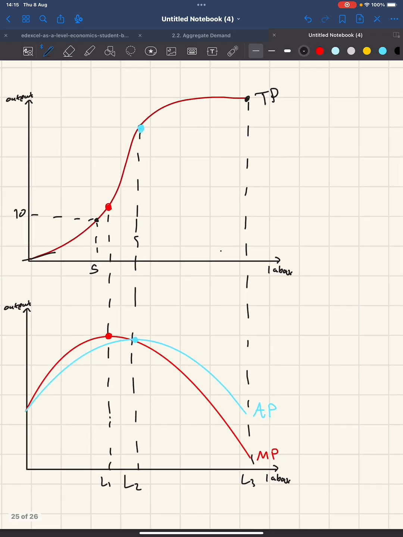So here we can see that our average product is increasing because as our labor increases, for each unit of labor we're getting more output than our average product, until this point. And at this point, each extra unit of labor produces less output than the average. So that's going to start dragging down our average product. And therefore, at this point, our average product starts to decrease. And that is only when our marginal product goes below the average product.